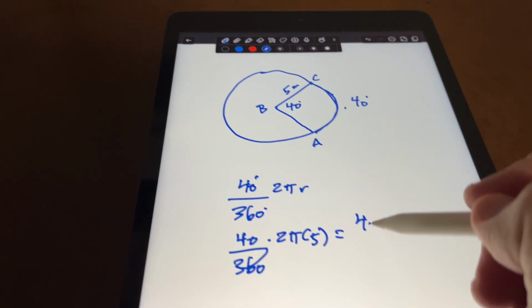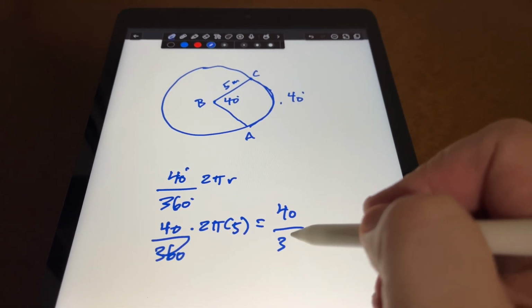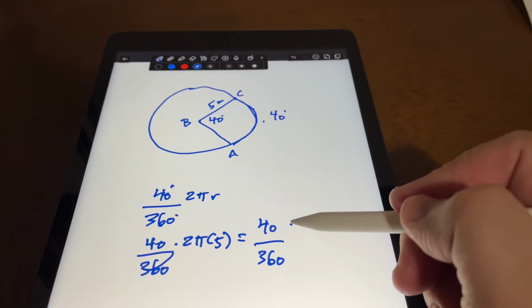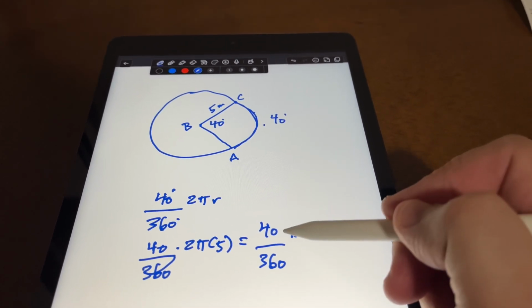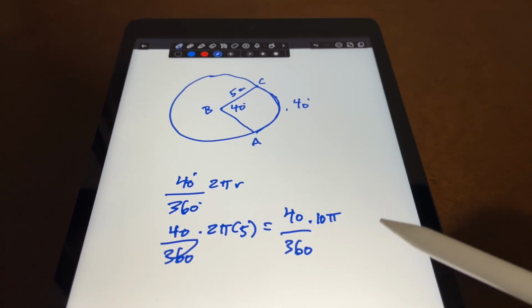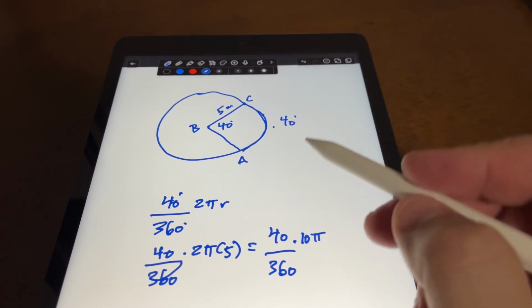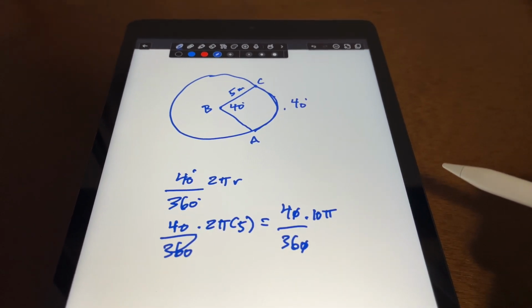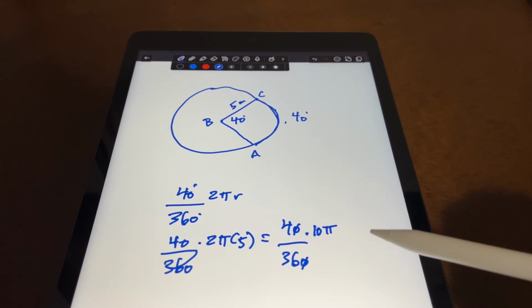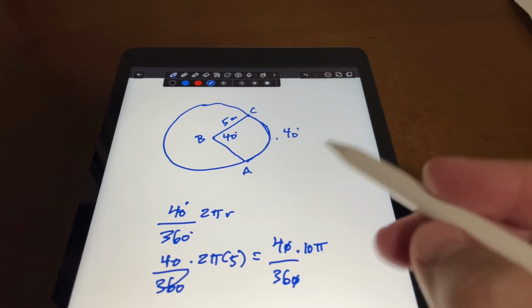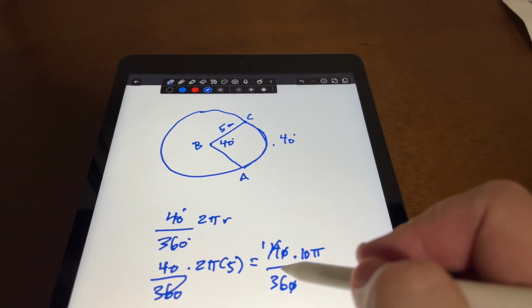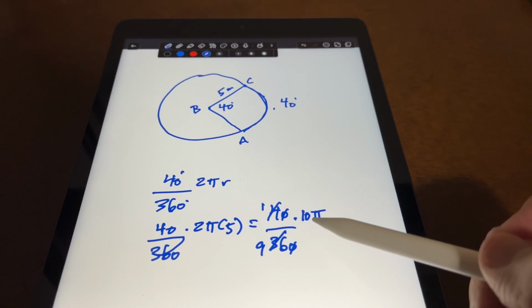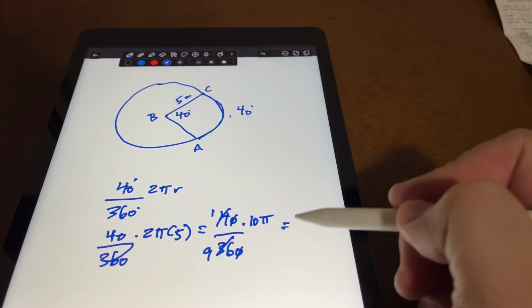Let me rewrite this. So 40 over 360, and I'm going to write this as 10 pi, because 5 times 2 is 10, so 10 pi. So one of the things I can do is I can mark out this 0 with that 0. So I'm simplifying this just a little bit even before I start multiplying with the calculator. 4 goes into 4 one time, 4 goes into 36 9 times. 1 times 10 is 10, so that's 10 pi.